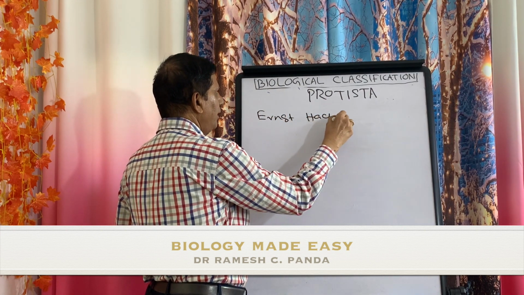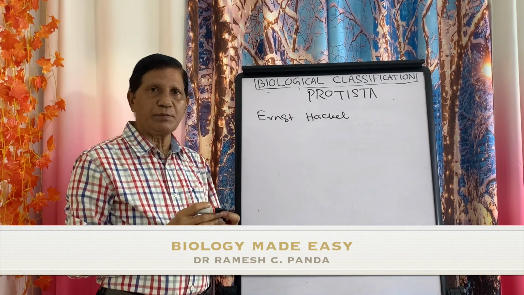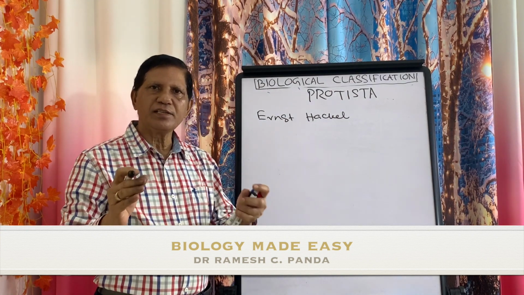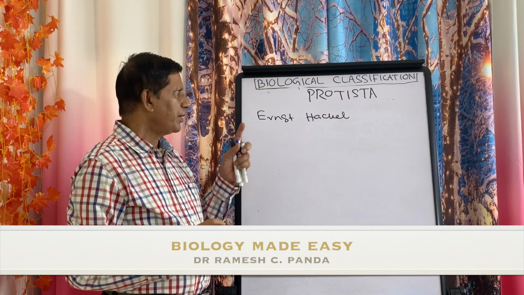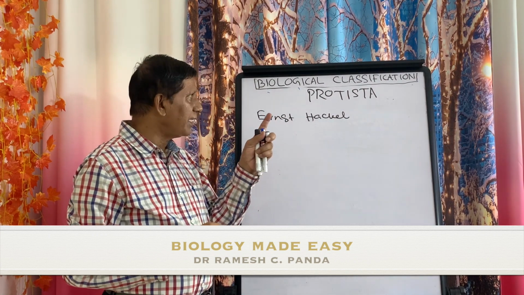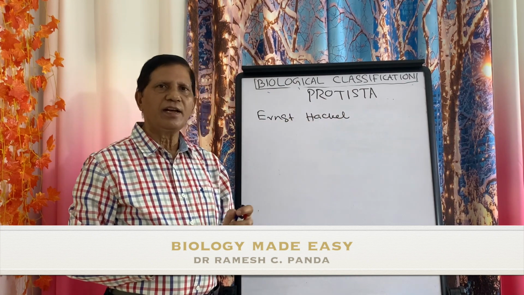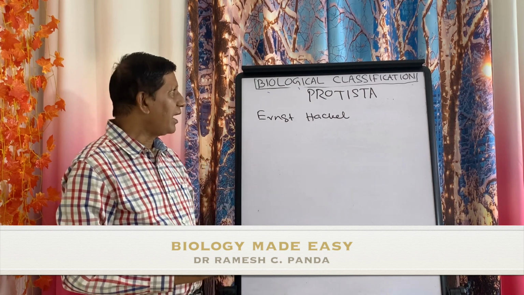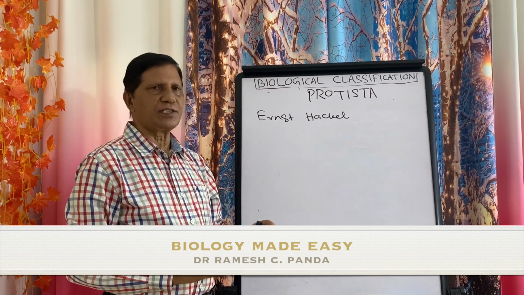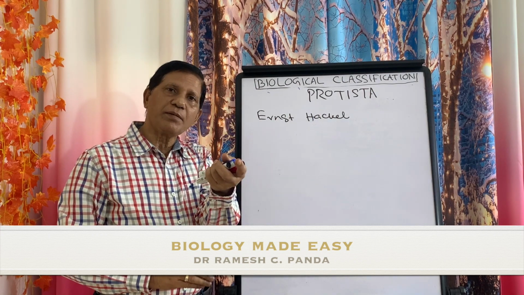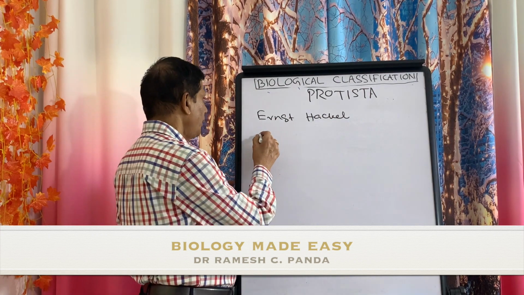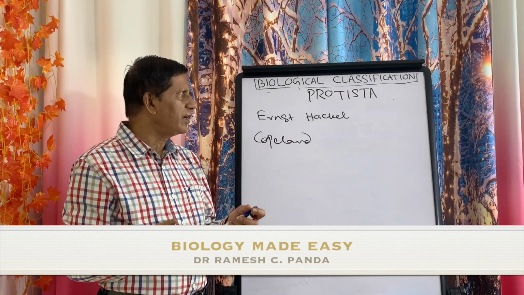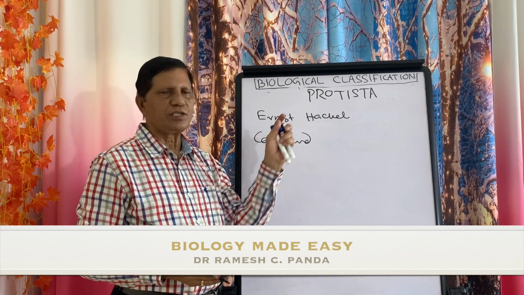When Ernest Haeckel proposed his three kingdom system of classification, one was Protista, the second one was Plantae, and the third was Animalia. So when Ernest Haeckel classified and created one kingdom Protista, even the bacteria, eubacteria and archaebacteria were all included. And he included all those things till the four kingdom system of classification came by Copeland. When Copeland published his four kingdom system of classification, he separated the Monera from this Protista.